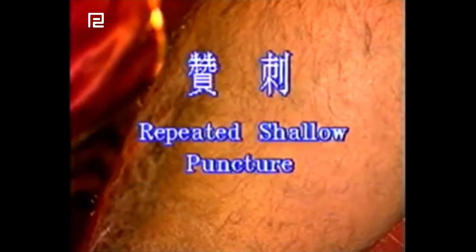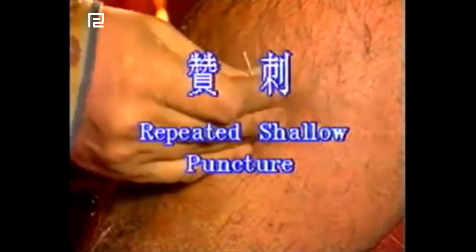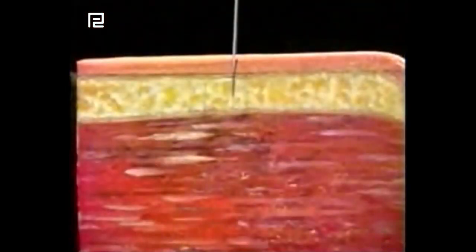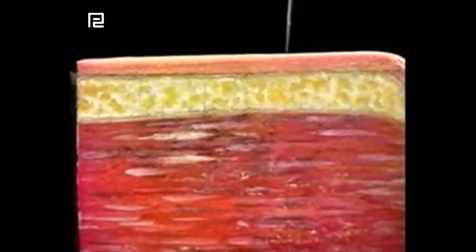Repeated shallow puncture. In this method, the needle is inserted shallowly and then withdrawn quickly to cause bleeding by repetitive and scattered shallow insertions. Similar to the collateral puncture in the nine needling methods, it is used to treat carbuncles and erysipelas.